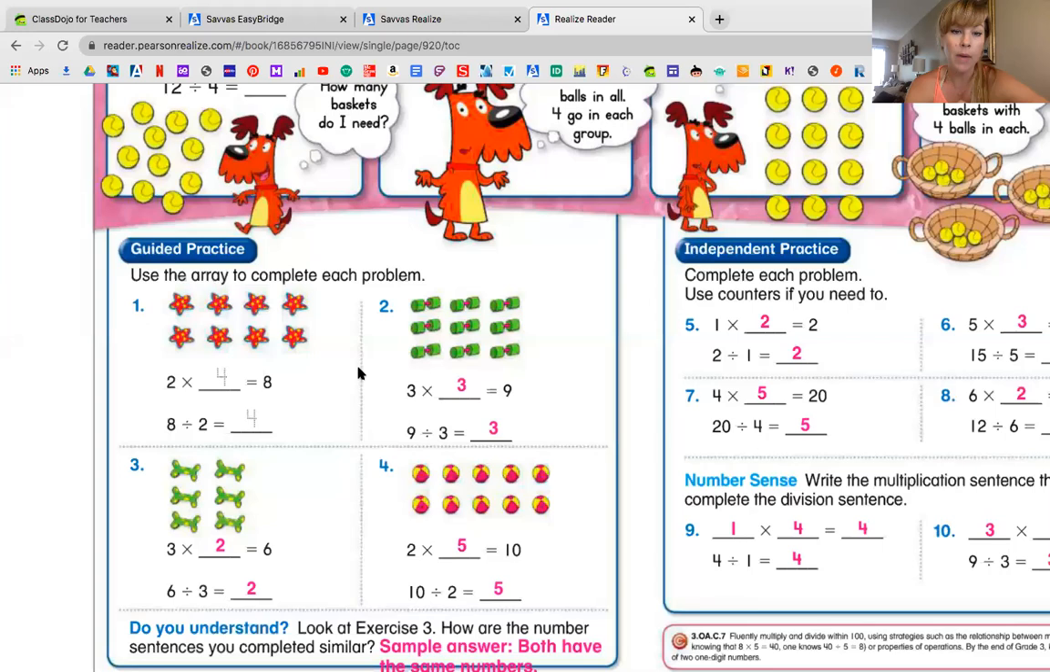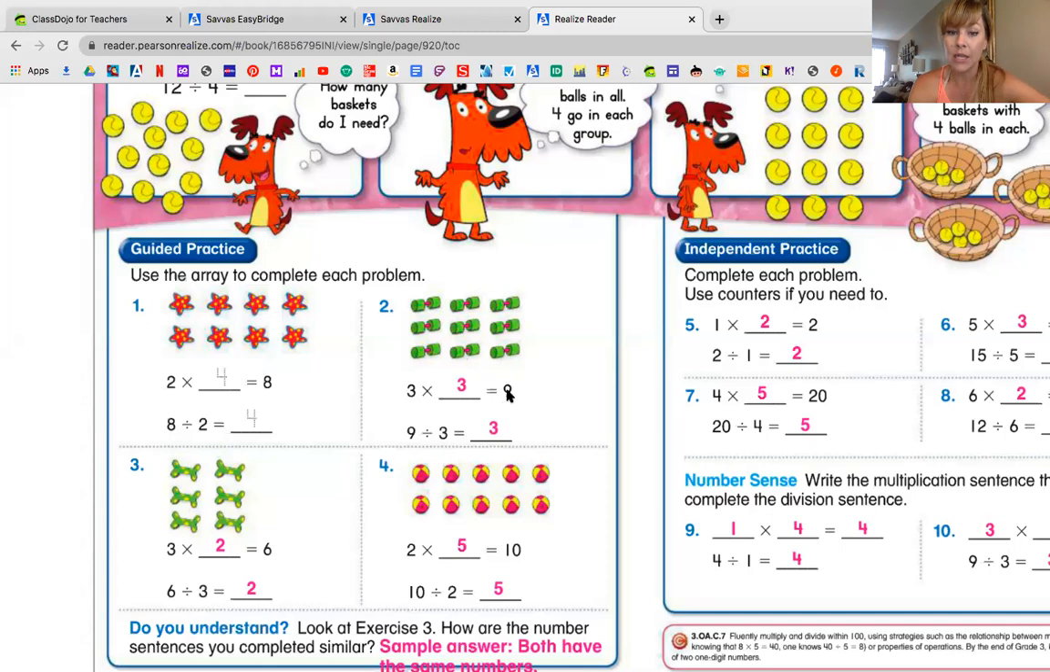So let's go ahead and go back to it, and the same thing goes for number 2. You have an array. You have 3 rows of 3, so 3 times 3, and there's a total of 9. You always start with the biggest number with division, so you have 9, and you're going to divide it by 3. So I want one friend to get this row, one friend to get this row, and one friend to get this one. So 9 divided by 3 leaves me with 3.